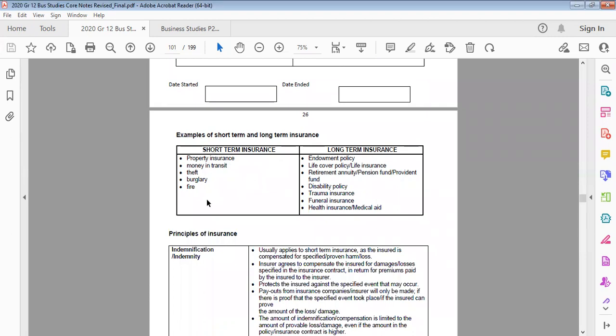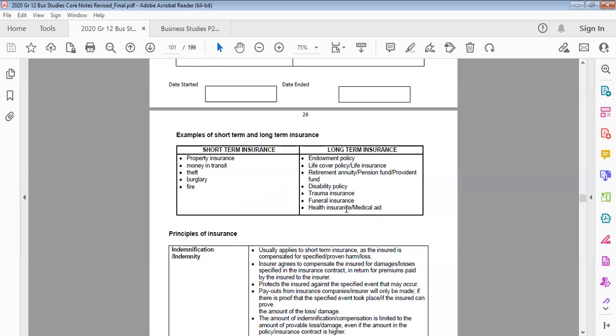Short-term insurance, there they are. That's normally what we've been talking about: burglary, theft, fire. And then long-term insurance is basically endowment policies, trauma insurance, funeral insurance, health insurance. I just want you to understand that long-term insurance is not the same as compulsory insurance.